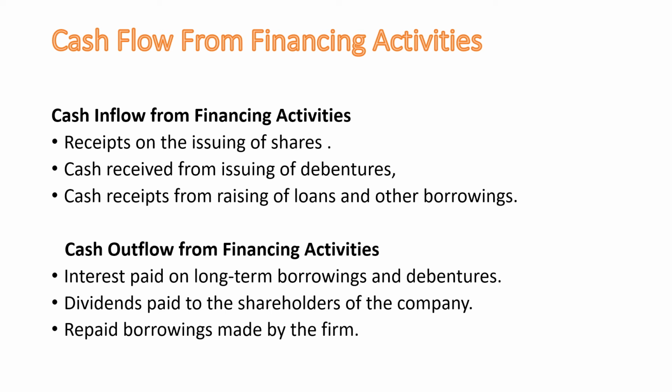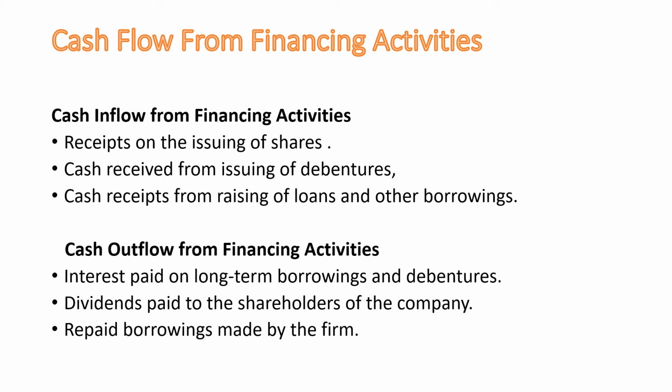Cash received from issuing debentures. As we know, shares and debentures are the two major sources of long-term finance. Issuing debentures to the public is also treated as cash received. Cash received from raising of loans and other borrowings. Next, cash outflow from financing activities.